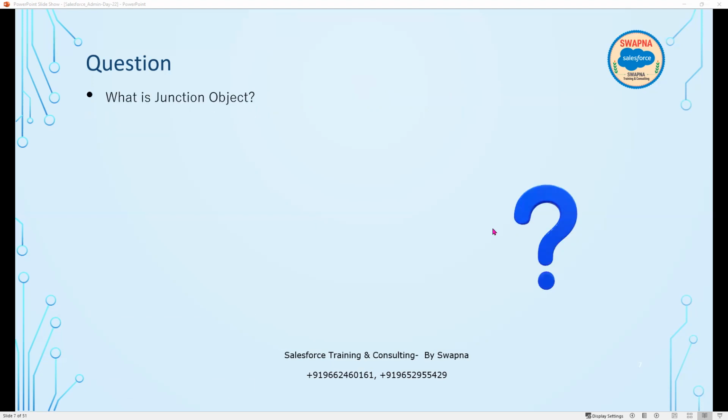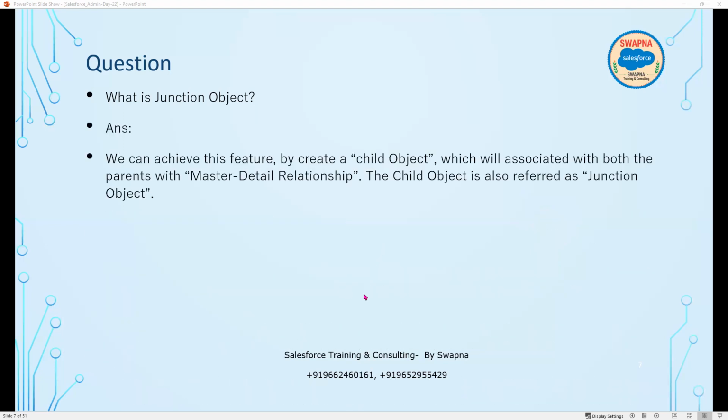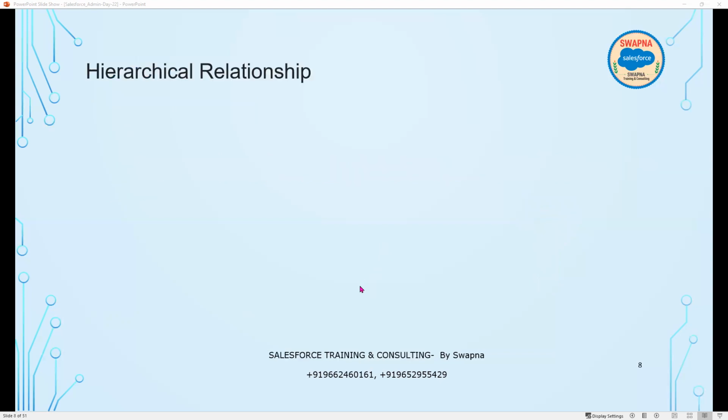What is a junction object? Junction object is a many to many relationship. It will connect with both parents, with master. What is junction object? The child object which is associated to both the parent objects, which requires many to many relationship. So junction object is nothing but a child object which will link to multiple parent records with different relationships, either master detail relationship or a lookup.